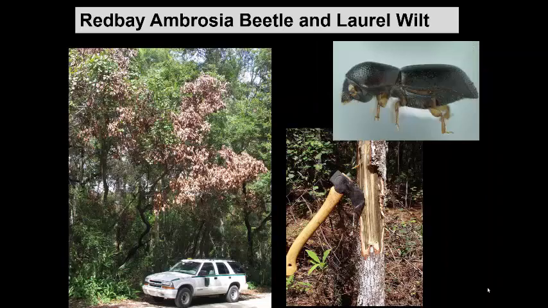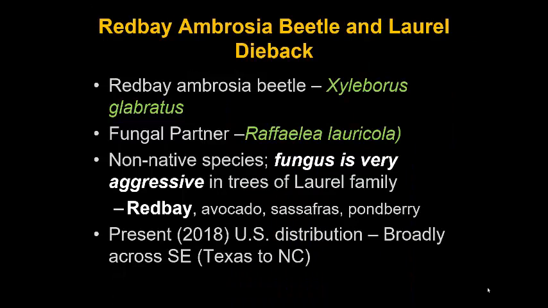And then in the southeastern U.S., a quite serious situation involves the red bay ambrosia beetle and a disease that it is associated with called laurel wilt. So the red bay ambrosia beetle and laurel wilt involves, again, an exotic species not native to North America, Xyleborus glabratus, the red bay ambrosia beetle, and a fungal partner. Both are non-native, and the fungus has proved to be extremely aggressive when it gets in trees of the laurel family, and the most seriously impacted has been red bay. Avocado, sassafras, and pondberry are other laurel family plants that are considered to be at risk.